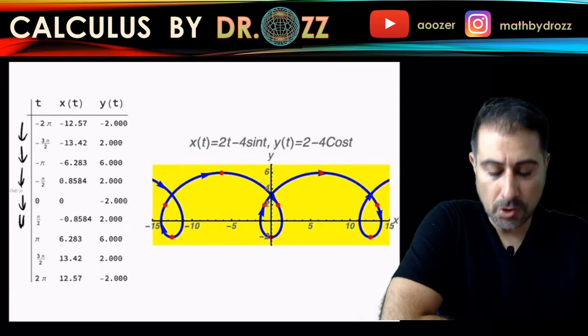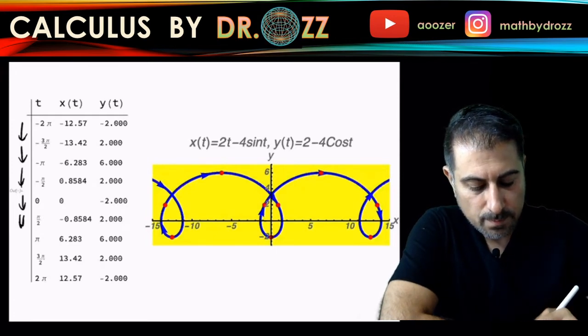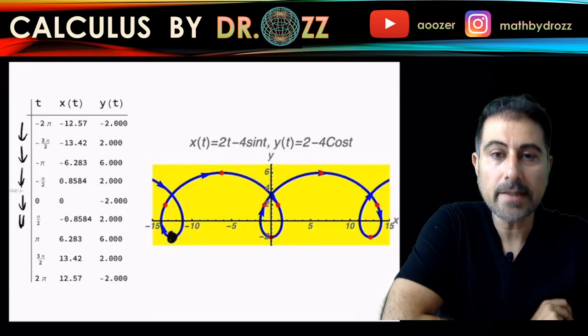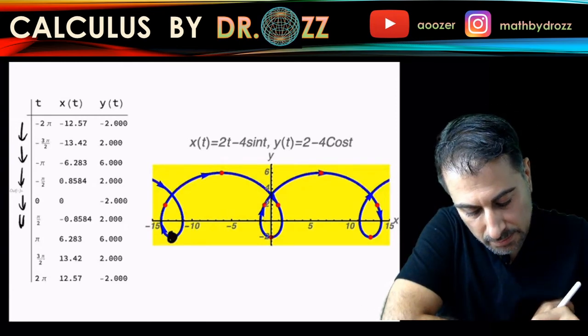negative 12.57 and negative 2. That's me right at this point here. This is my starting point, okay? So my next point is going to be negative 13.42 and 2. There we go. I'm going in this direction, okay?